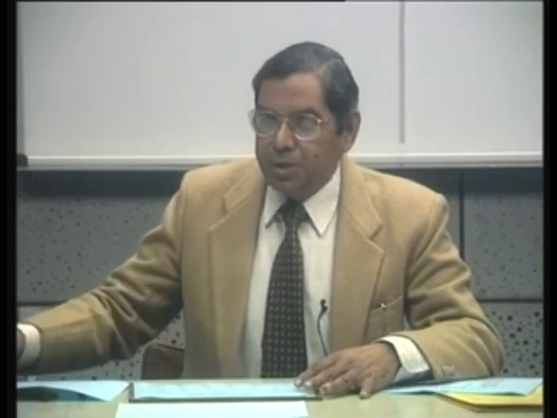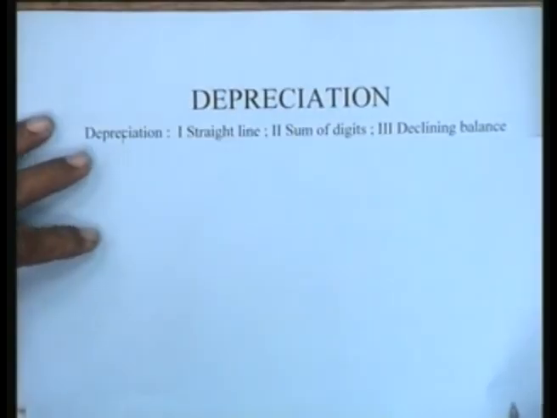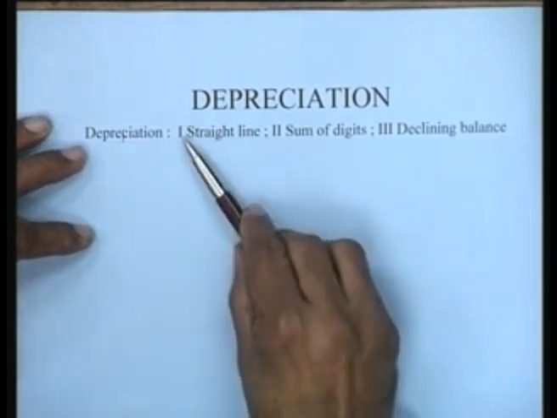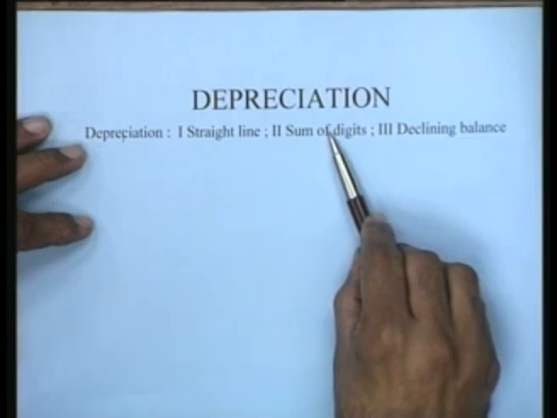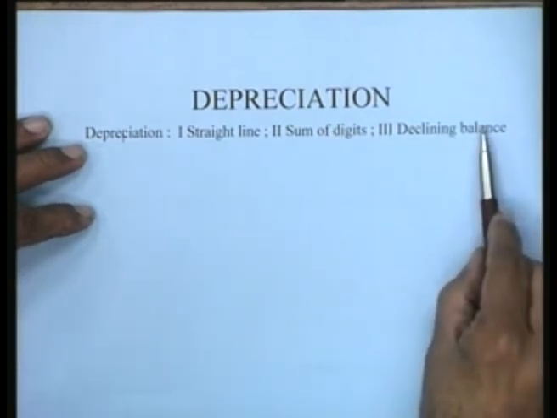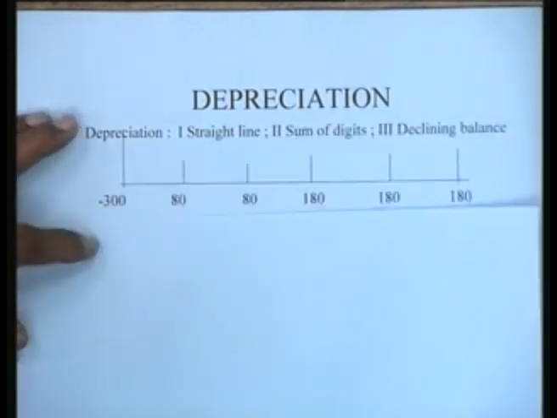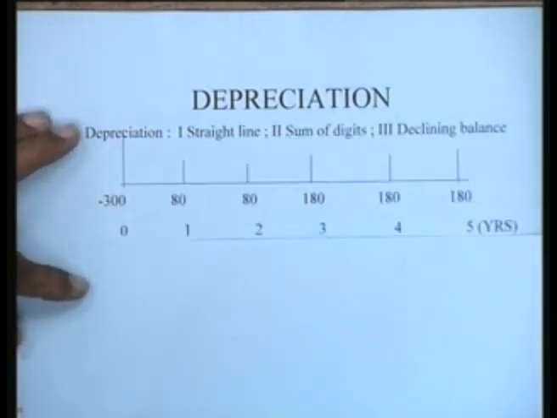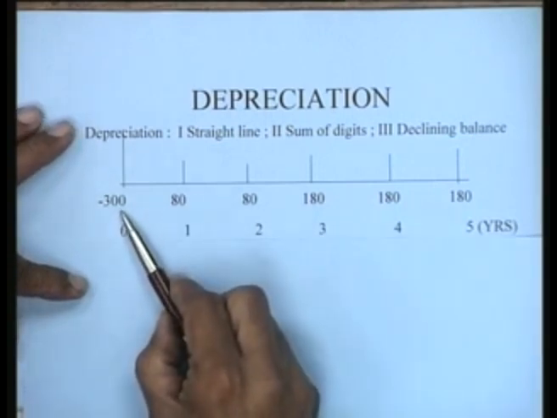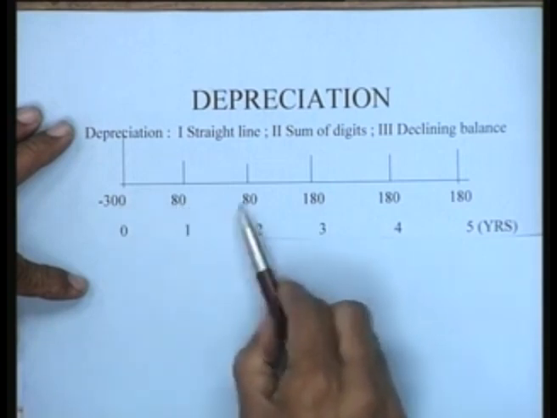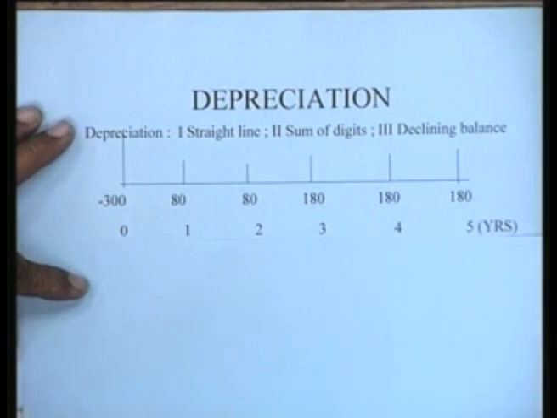Let us compute the depreciation in this particular example project by these three methods. Number one, the straight line method, number two, the sum of digits method, and number three, the declining balance method. Look at the stream of cash flows. This was our project. We have 5 years. At time 0 I have to invest 300,000 and my gross cash flows are 80, 80, 180, 180, 180.